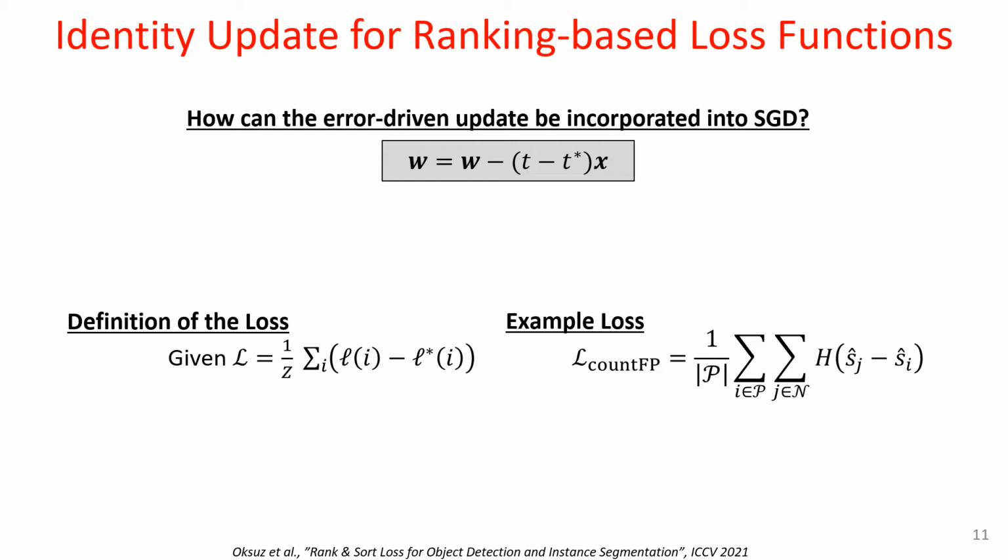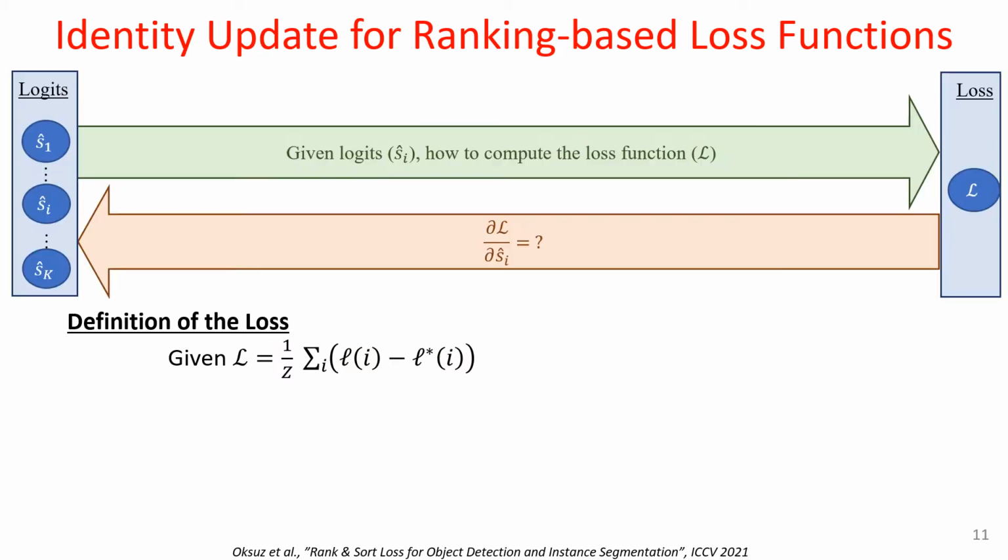For example, for our toy example, Li is the number of negatives ranked over the ith positive. The target term is 0, since the number of negatives is 0 when we rank all the positives above negatives, and the normalization constant is the number of positives. In order to generalize the idea, we need to answer two questions. First, how can we compute the ranking-based loss function given model outputs? And second, how can we find an update for model outputs, namely the backpropagation step?